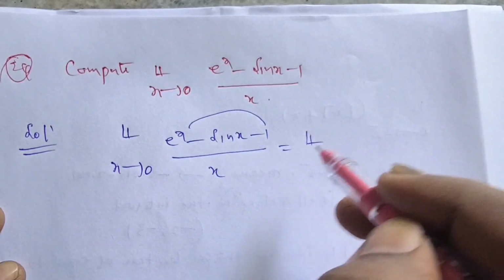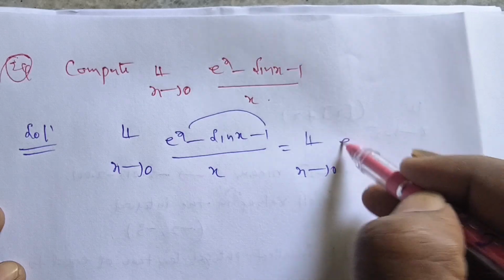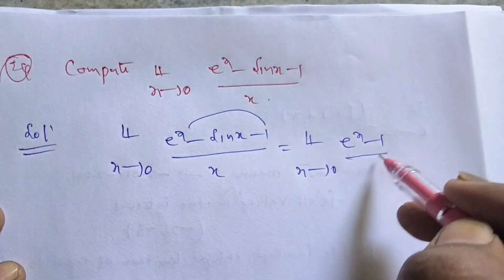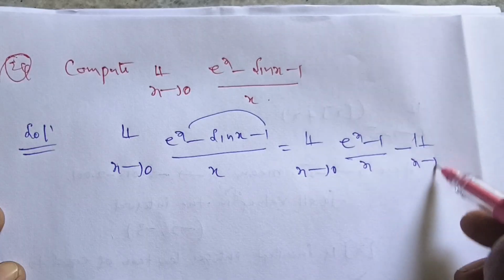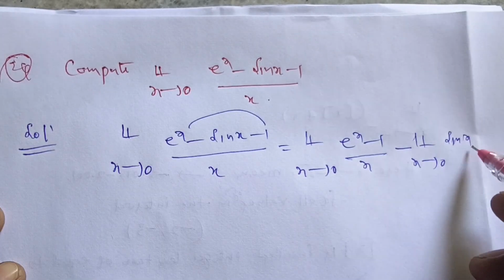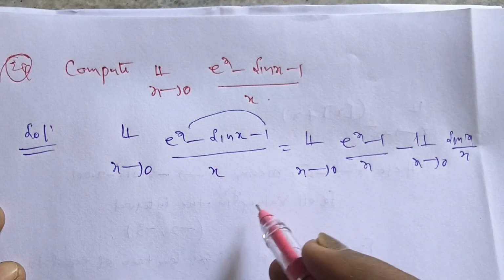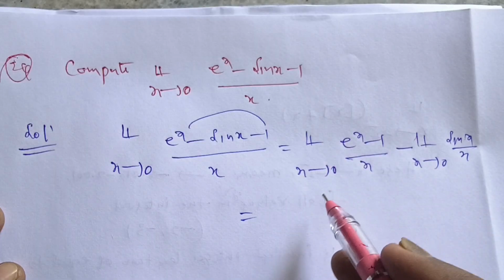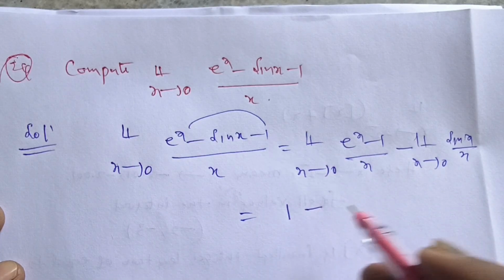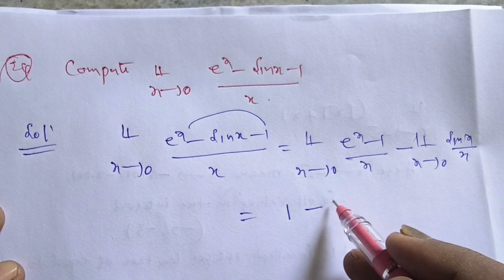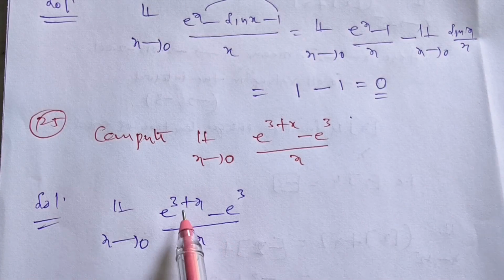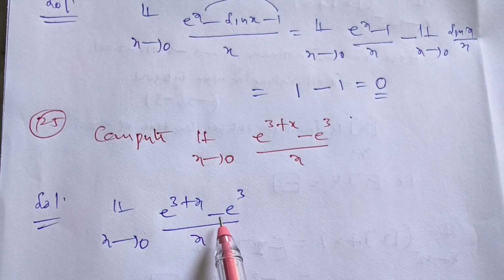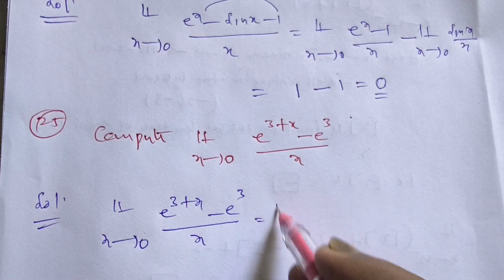Now compute limit x tends to 0, e power x minus sin x minus 1 by x. To solve this limit, we put e power x minus 1 together. So limit x tends to 0, e power x minus 1 by x minus limit x tends to 0, sin x by x. We have the identity values 1 minus 1, which equals 0.